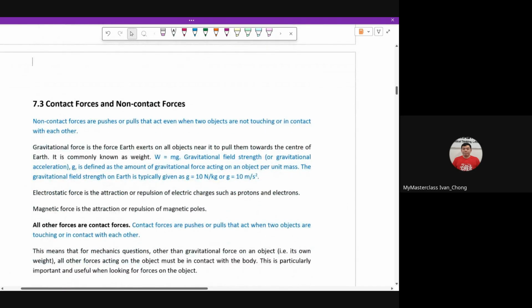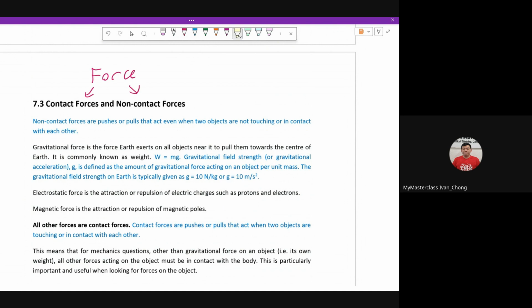So first thing, before I go into the detail, a force itself is very, very vague, right? It's either push or pull. So we actually try to separate them into two different types, which is one is a contact force and one is a non-contact force.